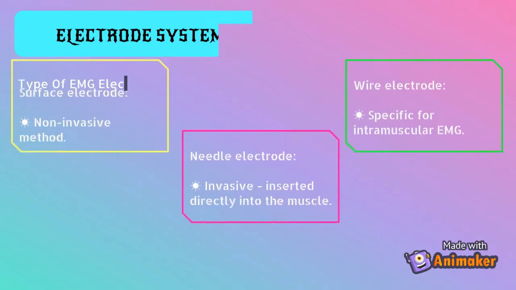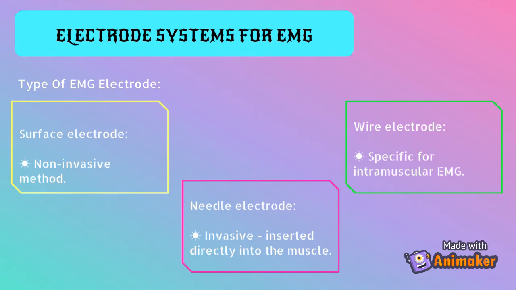Electrode systems for EMG. Types of EMG electrodes. First, surface electrode is a non-invasive method. Second, needle electrode is invasive, inserted directly into the muscle. Third, wire electrode is specific for intramuscular EMG.